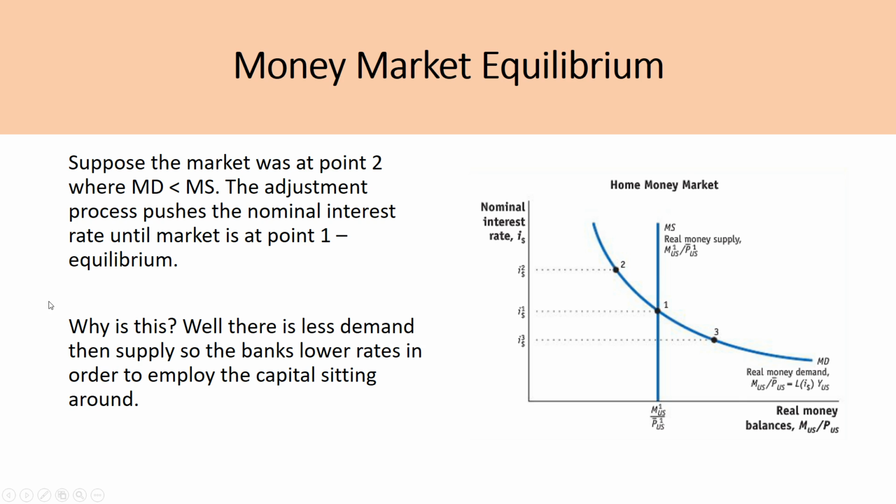Okay? So why does this adjustment process work? Well, there is less demand than supply. So the banks lower rates in order to employ the capital sitting around. Let me give you an example. So say, for example, you are a bank, okay?